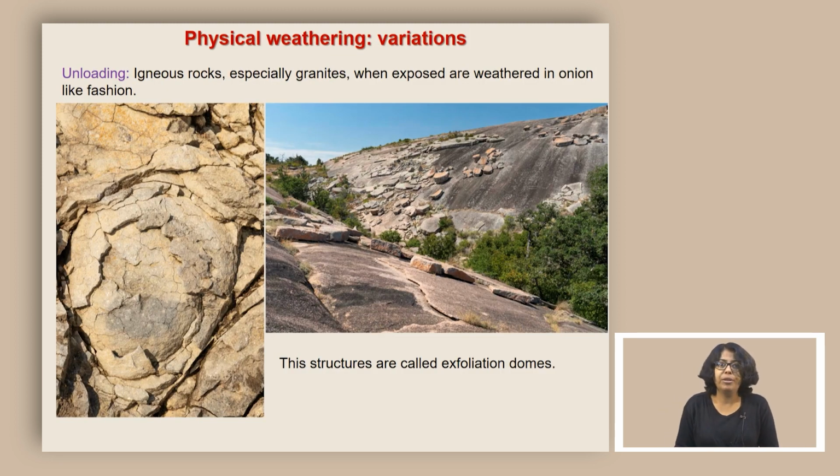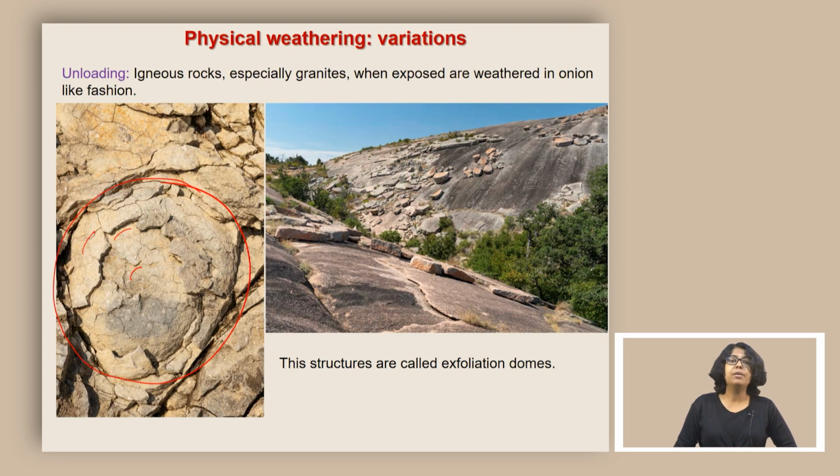Another type of weathering is unloading. So, igneous rocks, especially granites, when they are exposed, are weathered in an onion-like fashion. What I mean by that is often if you are walking on a large extended igneous terrain, you will find that they have been weathered in a specific fashion where the outline is circular, but then you also find different layers almost peeling off at different times, and that is what we meant by onion-like fashion, and this is called exfoliation.